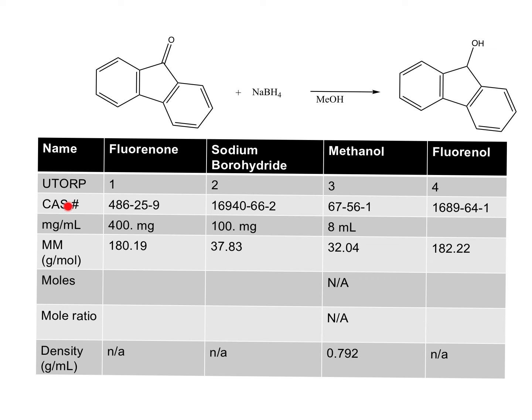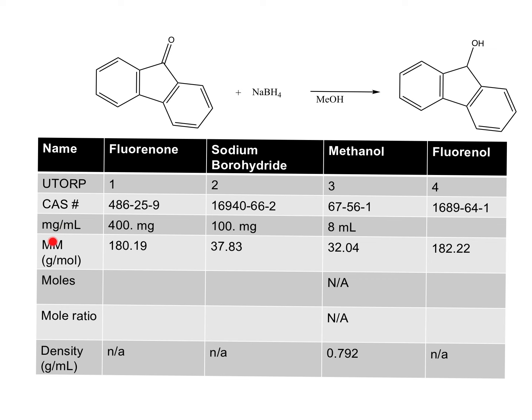Then we have the CAS number, and again, the CAS number is just a unique identifier that's given to all compounds that are discovered. And so then you can just Google that. Is the easiest way to get the CAS numbers for things. Or sometimes even on our lab write-ups, they just give you the CAS numbers, and so you can just write them there. I'm going to skip this for a second. I'll come back to it.